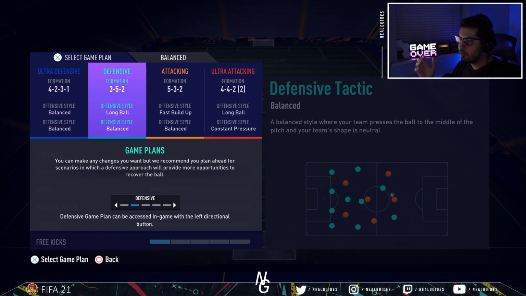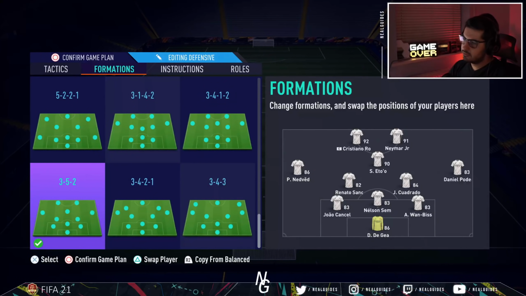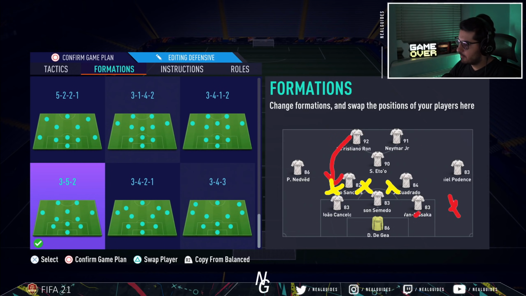Now, if you're asking me which one is better out of these two, I'll say to you, defensively, in terms of stability, the 4-2-3-1 is better. Because the way I made the 3-5-2 is, when you're defending, the left mid comes inside and it makes kind of a midfield 3, and then you have a back 5.